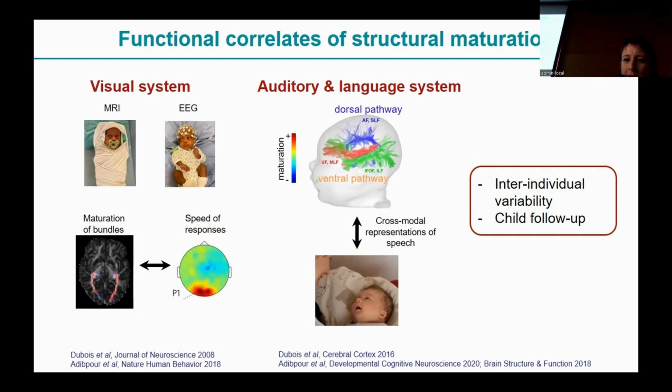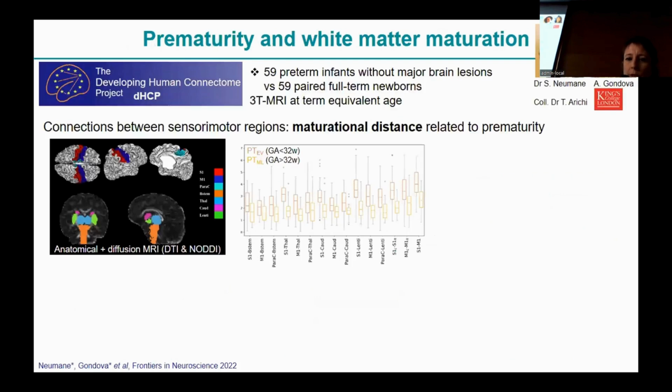So in the next slide, I would like to give you some other examples of some more recent work that we've done to try to understand how prematurity might impact this very early development. I will start with studies that use the Developing Human Connectome project that Serena mentioned before, with first the work performed by Sarah Neumann and Andrea Gondova in collaboration with Thomas Ricci from King's College.